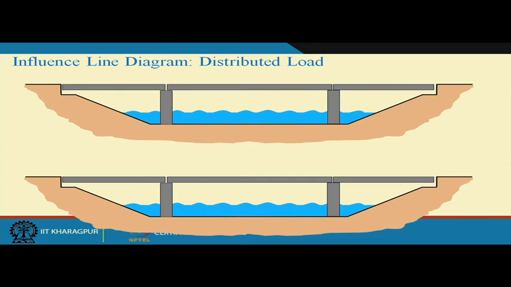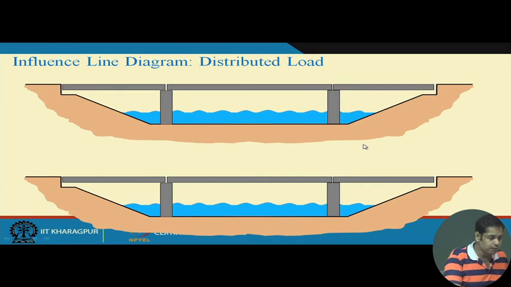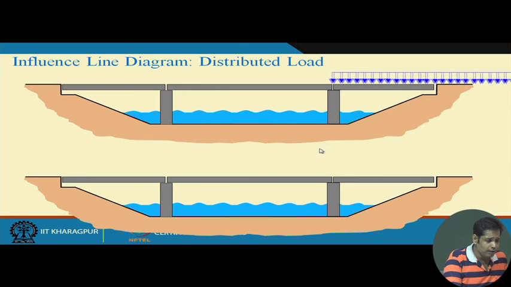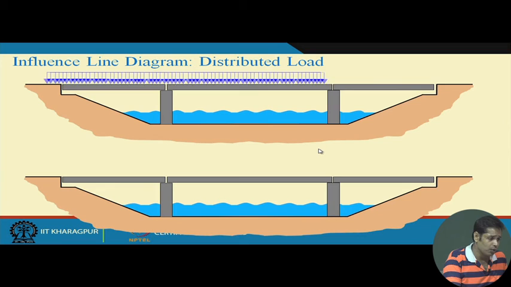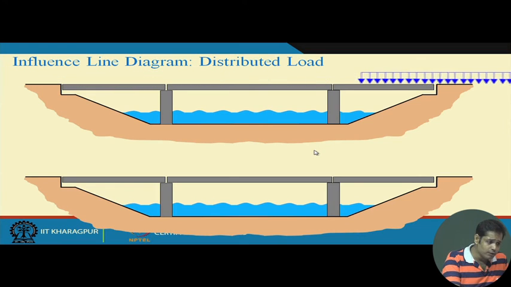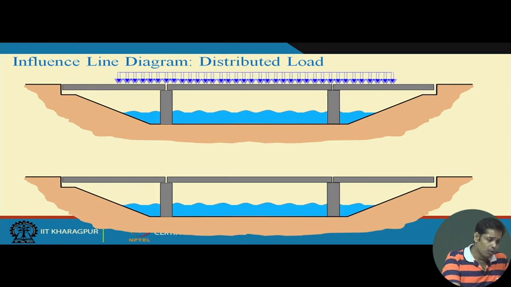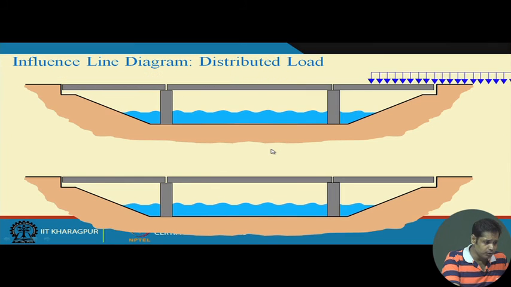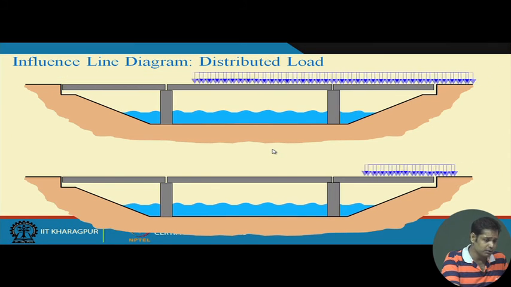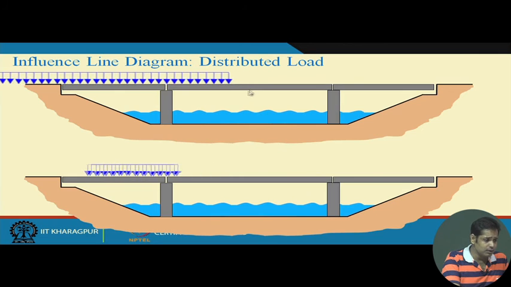Again, consider the same problem. In the previous example, it was just one concentrated load moving through the length of the girder. Now, instead of that, we have a distributed load. Now we have two situations. Let me show you the second situation. Now you see the difference between these two situations.